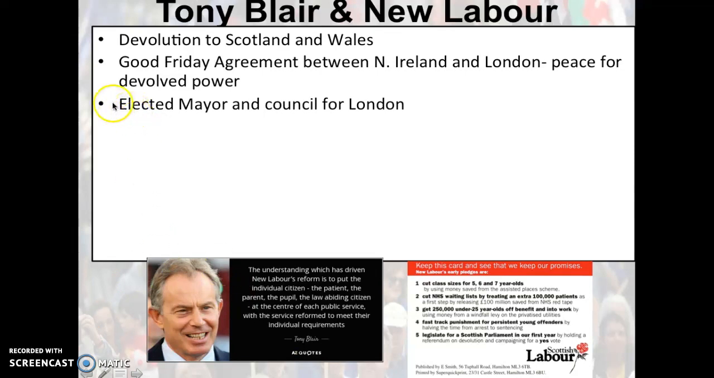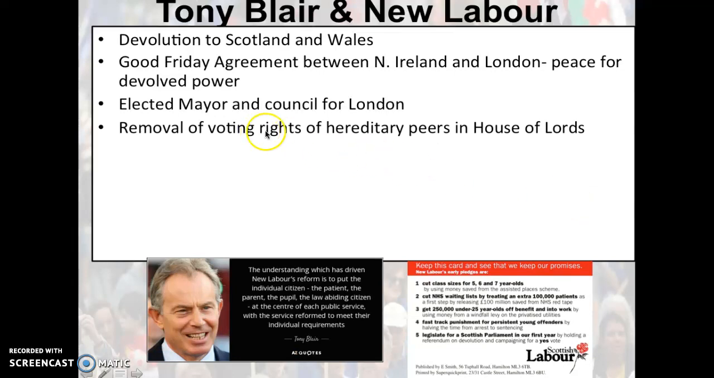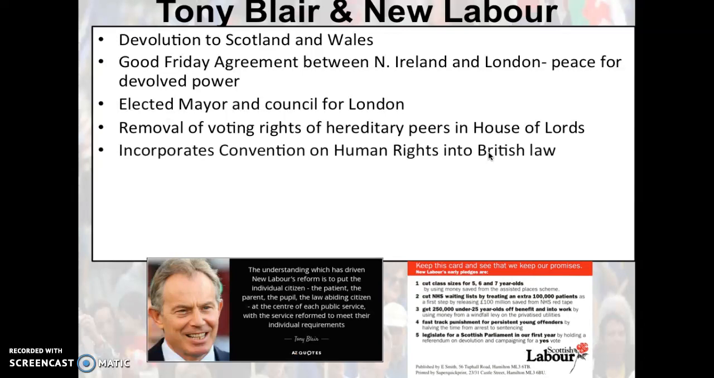Tony Blair also agreed that there should be an elected mayor and a council for London, so the people of London could vote in a mayor for the first time and a council to represent them. The hereditary peers, so remember the hereditary peers are the people that are in the House of Lords because they inherited it from their father or their parents, lost their voting rights, so it would be a little bit more democratic. He is going to incorporate the Convention on Human Rights into British law, so that is not going to be popular with people who are Eurosceptics or people who don't want Britain to have to follow necessarily a supranational government organization.